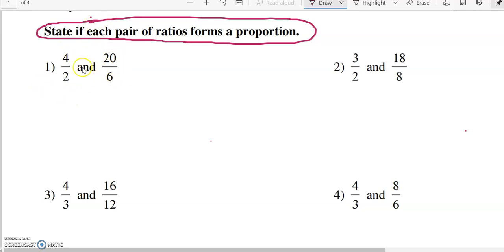So what happens in this case is you will cross multiply these two ratios. When I multiply, it will look like this to you: 4 times 6, and we will put the equal sign over here, 20 times 2. So what is 4 times 6? It is 24, and 20 times 2 is what? It's 40. Now, you see these two numbers are different, so we can say these two ratios do not form a proportion.